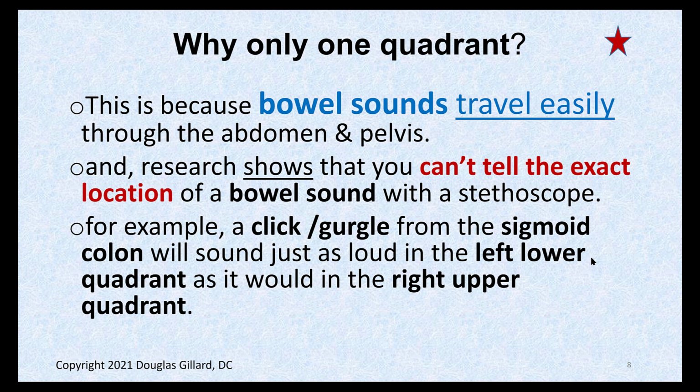Why do you only need to put the diaphragm on 1 quadrant? It's because bowel sounds are unpredictable. You can't tell where they are. If you put your stethoscope on McBurney's point in the right lower quadrant and you hear a sound and you think it's coming right underneath you, you think there's a problem with the ileocecal valve maybe, that bowel sound could be coming from the stomach, it could be coming from the sigmoid colon, all the way on the other side of the abdomen. There's good research on this, so you can't tell, so there's no sense wasting your time or the patient's time by going all over the place and looking for these things.